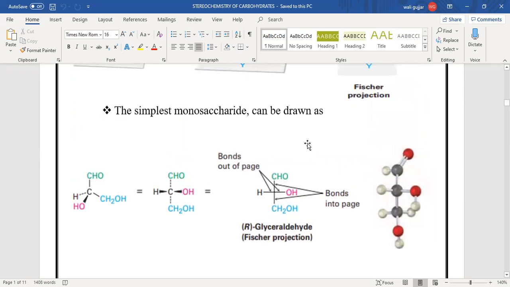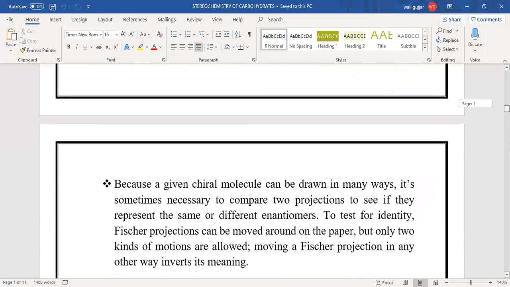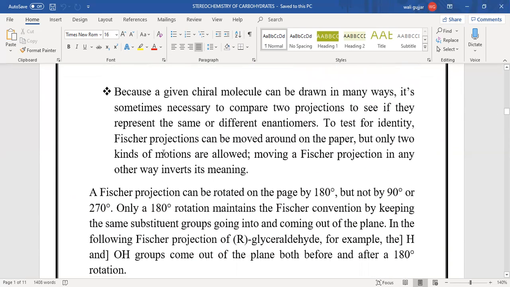Moving towards the simplest monosaccharide, it can be drawn like this. In this example, the structure of glyceraldehyde is drawn in the form of a Fischer projection. A given chiral molecule can be drawn in many ways, but it's sometimes necessary to compare two projections to see if they represent the same or different enantiomers.